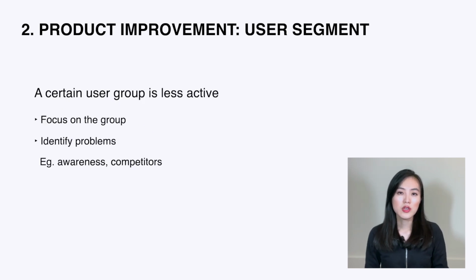If we find out users with similar demographics are less active in a certain geographic area than others, we could then focus on that area and see if it's an awareness problem or if there are competitor products dominating the market. We could consider launching a marketing campaign to raise awareness of those users.